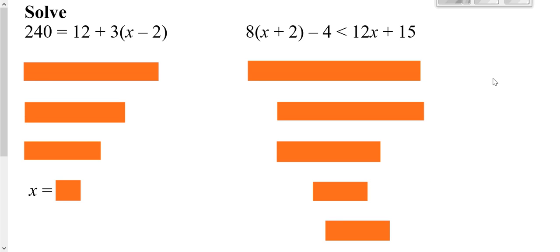Hey, welcome. We're going to look at solving equations and inequalities, and then we'll look at graphing linear functions.